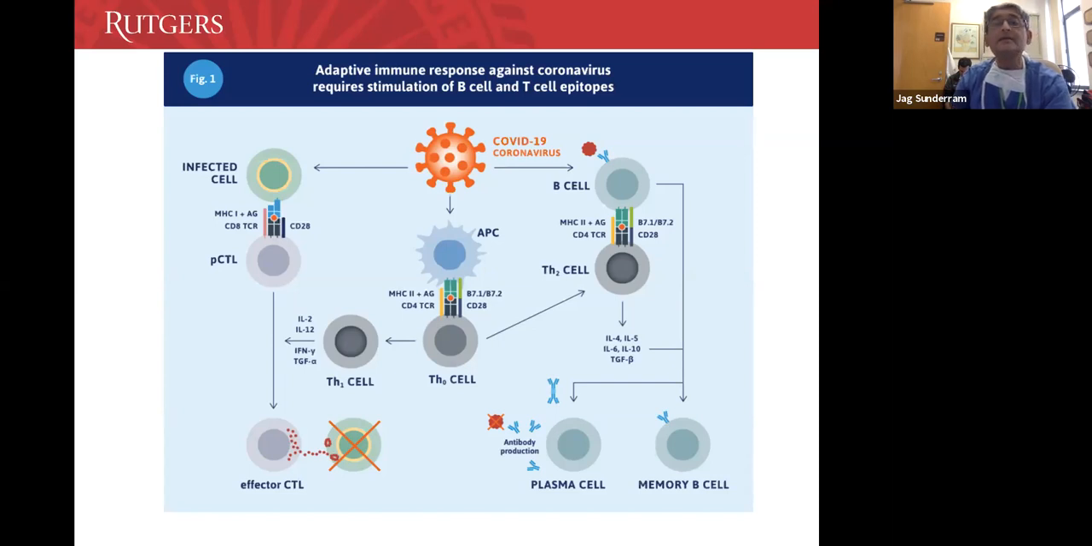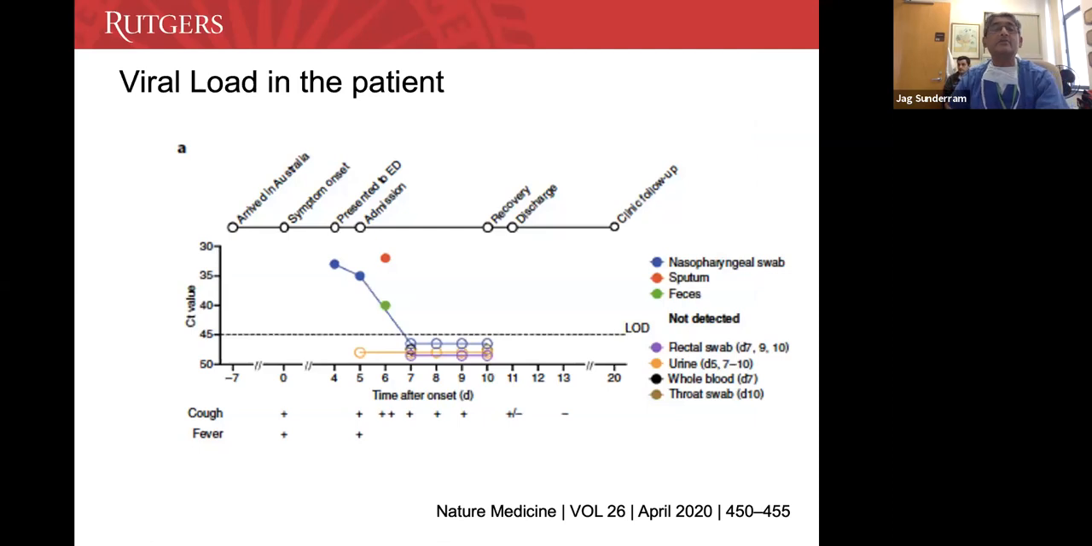So in this patient, what they saw was the viral load at the time of presentation. The viral load is calculated by the number of cycles that you need to amplify the PCR of the antigen. And so the higher the number of cycles you need, the more amplification you need, meaning the viral load is dropping. So the y-axis shows you a declining number from 30 to 50 of the cycle number, indicating a drop in viral load.